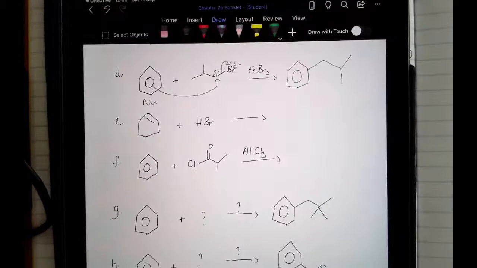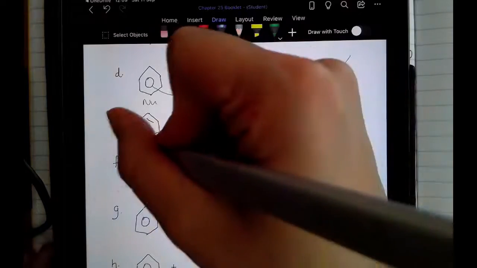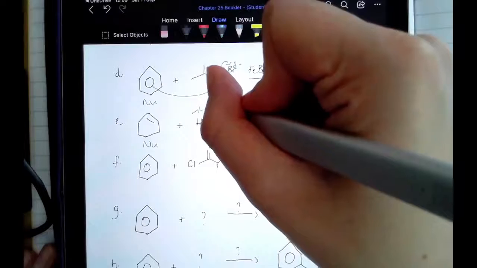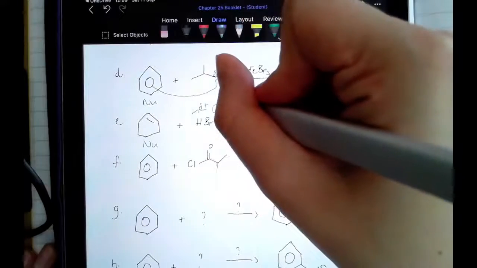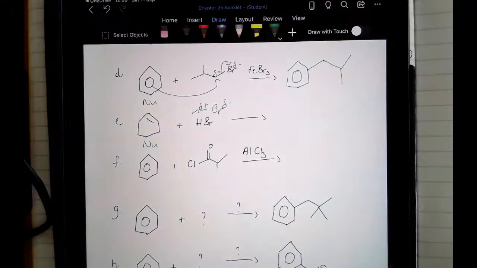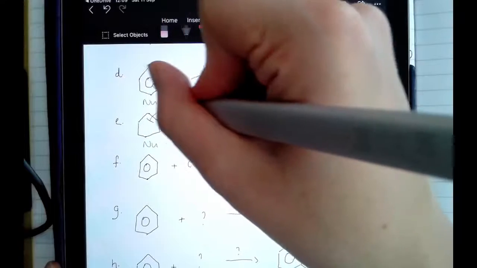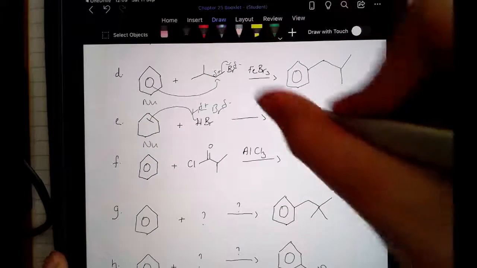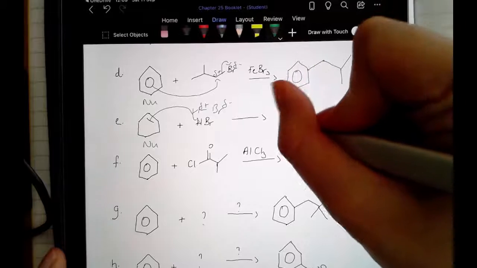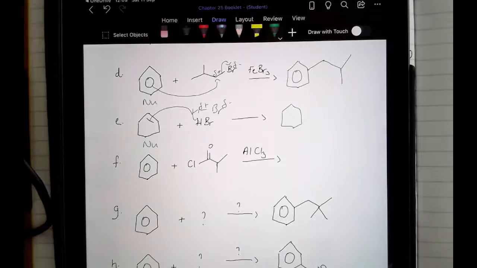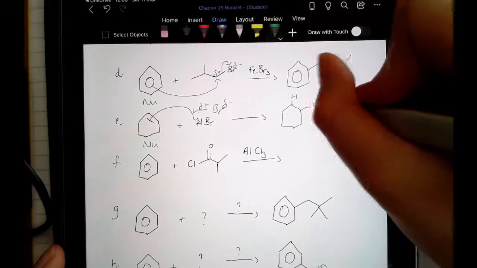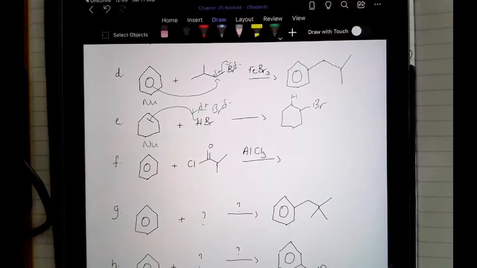In the next one, I don't have a benzene, I've just got an alkene, but again, it's going to be my nucleophile, and if I were to draw out my hydrogen bromide, I'd have a delta positive on the hydrogen, a delta negative on the bromine, and my alkene is going to be attacking that hydrogen. Alkenes do not undergo substitution reactions, however, they undergo addition reactions. You end up adding the hydrogen and the bromine to the two carbons that were originally part of the double bond.